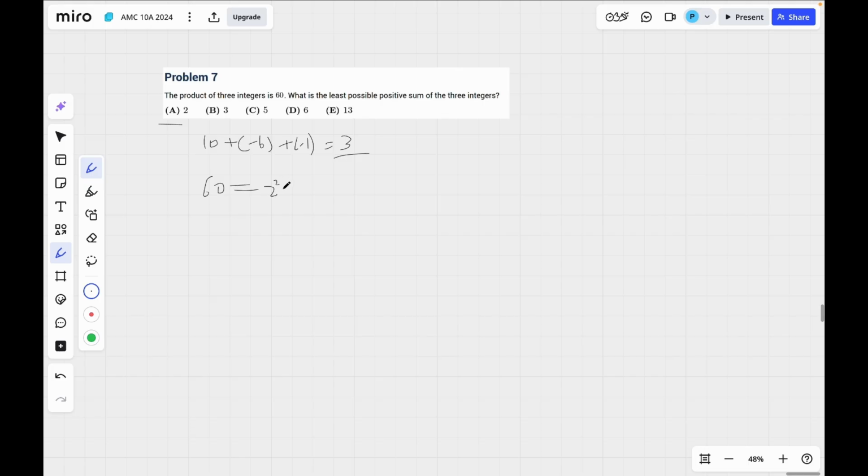Now, since 60 equals 3 times 4 times 5, there's only 2 powers of 2 here. So we cannot have 3 even numbers. So we have to have 1 even and 2 odd. And now this even will either be 4 or negative 4. And now we can try out all the combinations. And unfortunately, none of them have a sum of 2. So our final answer is B.